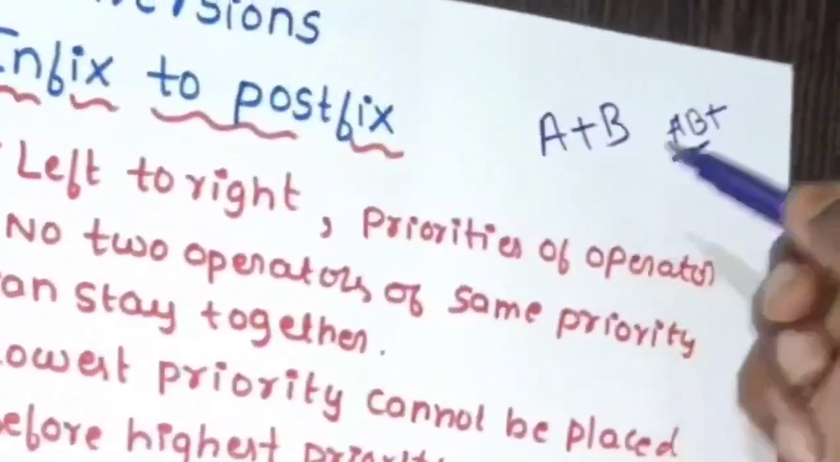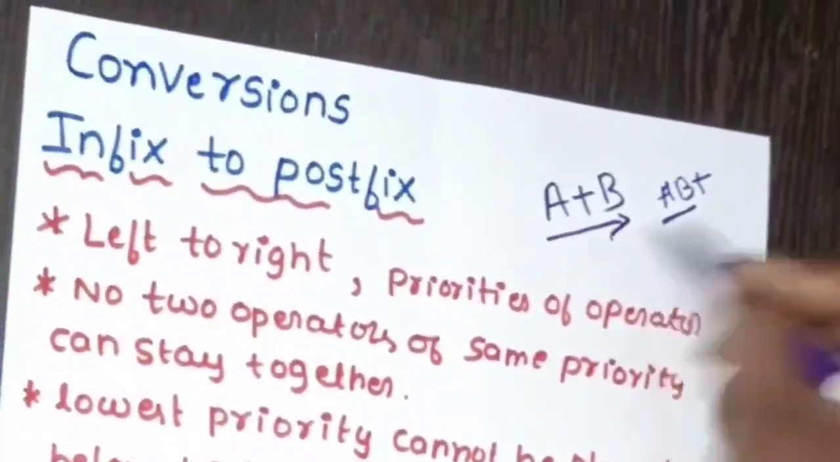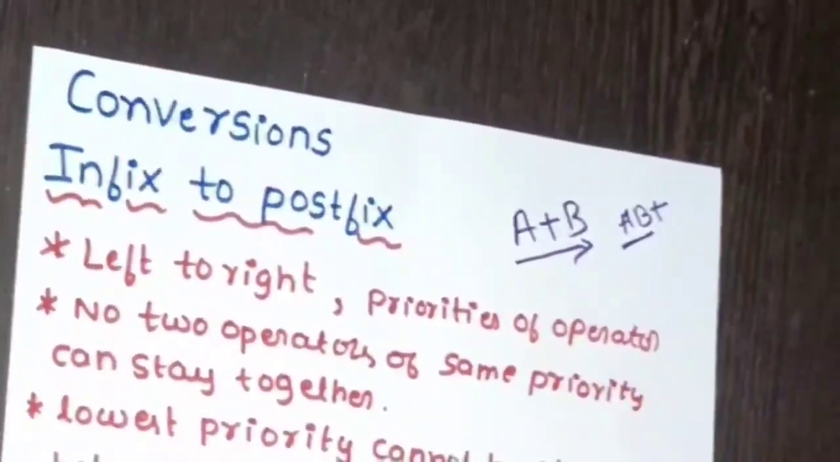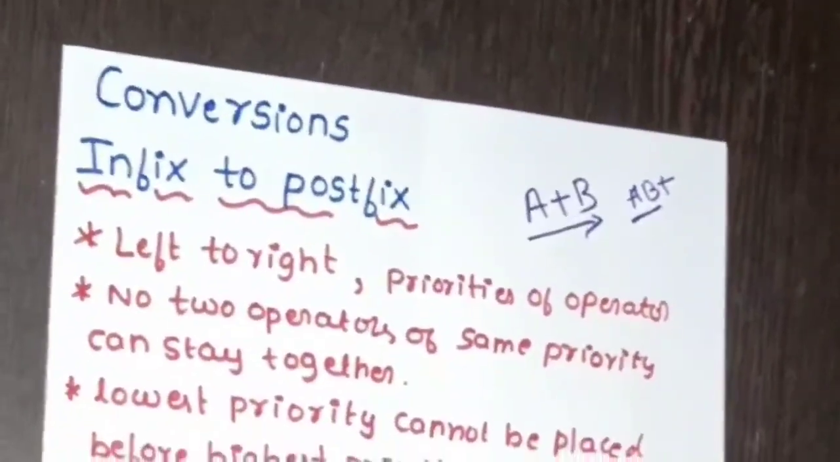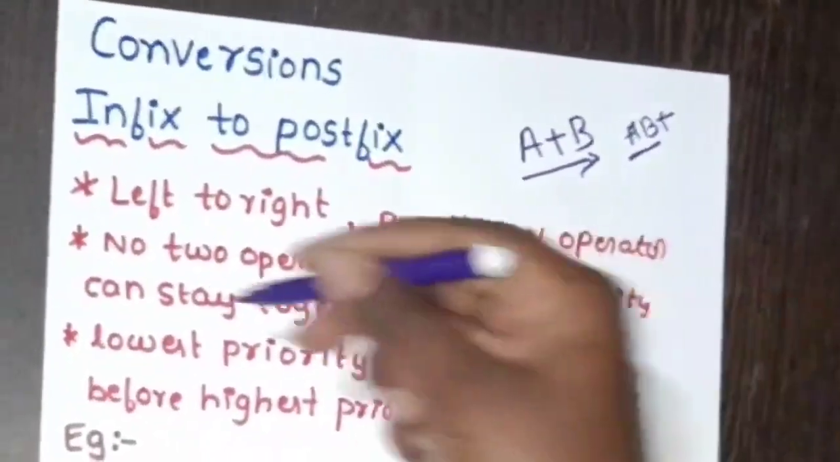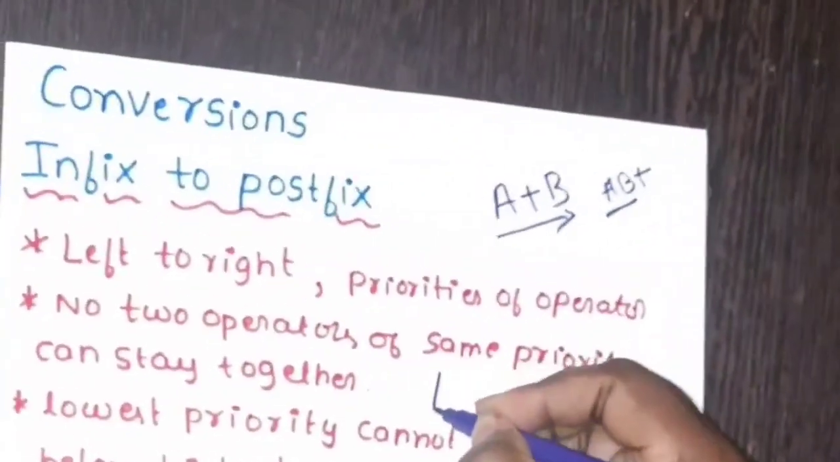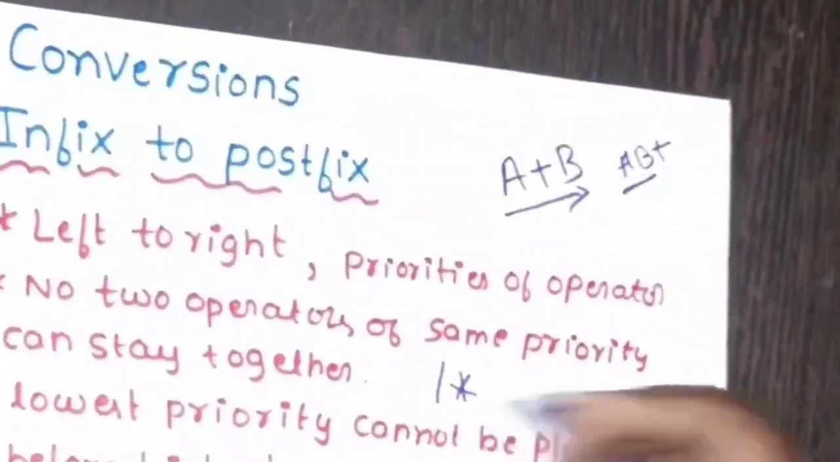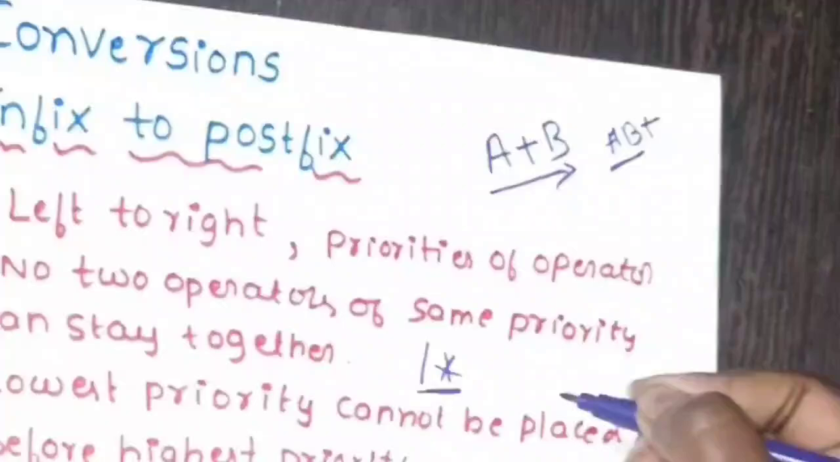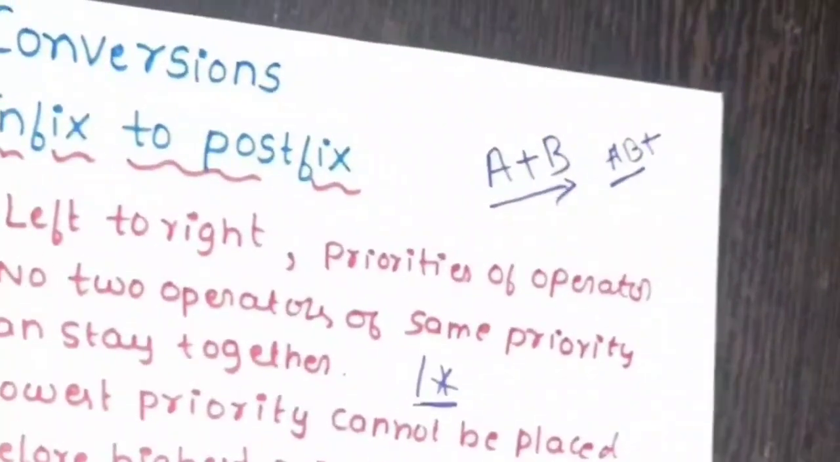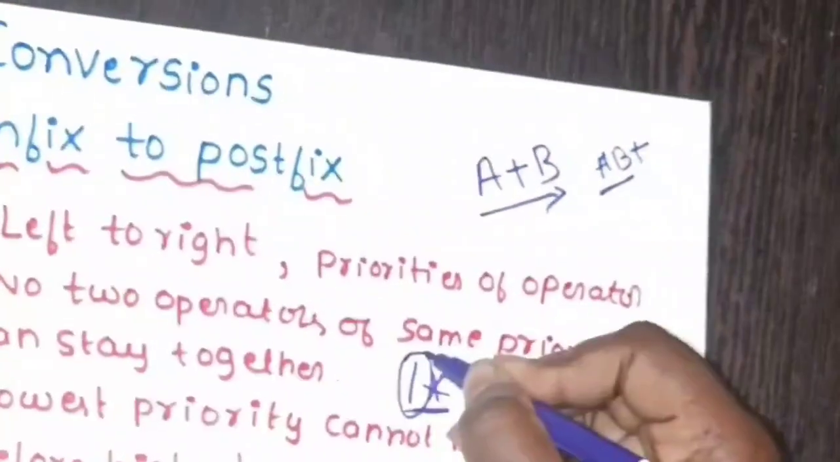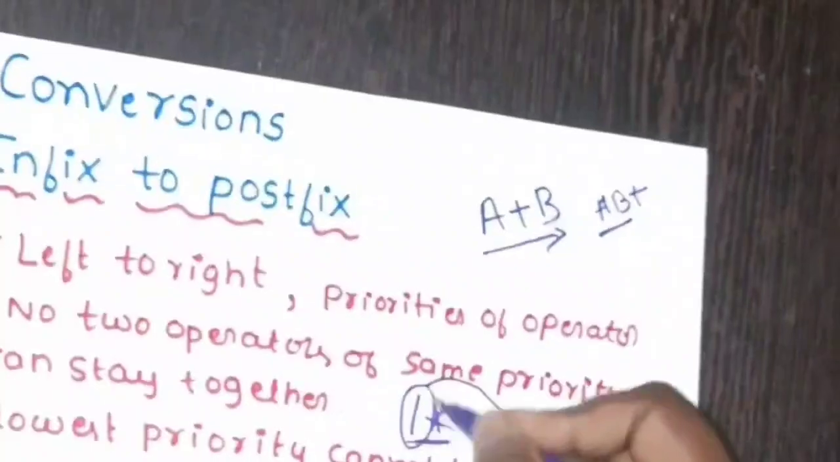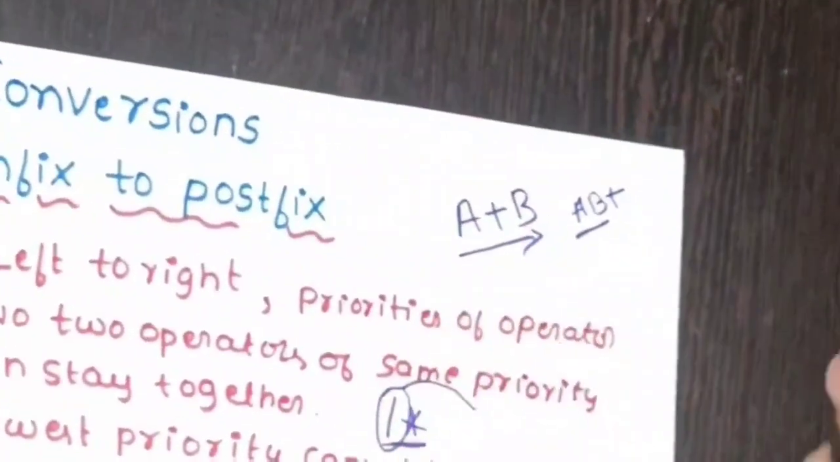So first we will understand. Here we need to go from left to right. The direction will be left to right. For priorities of operators, we need to know the precedence of the operators. No two operators of the same priority can stay together. Now take an example where there are two operators having the same priority. These two can't stay together, so at that time we need to use left to right. This means the operator on the left will be popped out first.